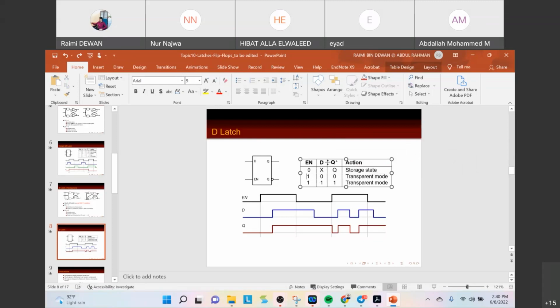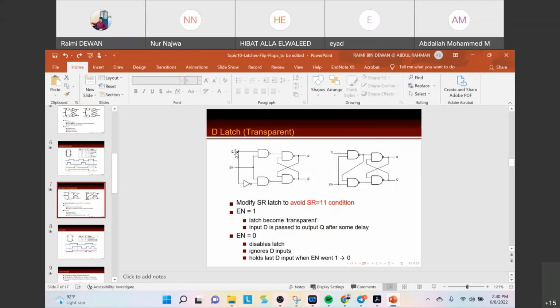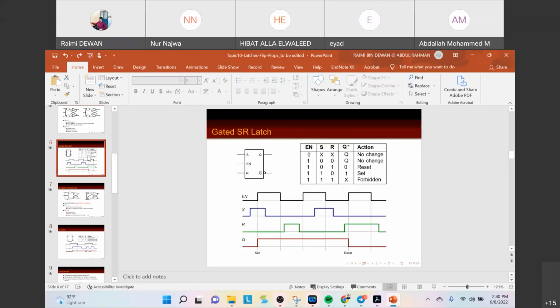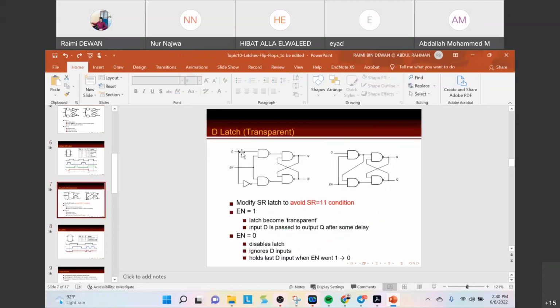Why do we only have D here? Because we only have one input, which is D. The previous one we had S and R. In the D latch it is based on one input, and you can add on the NOT operation.